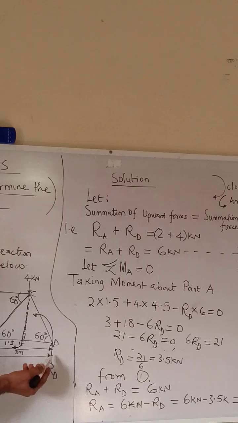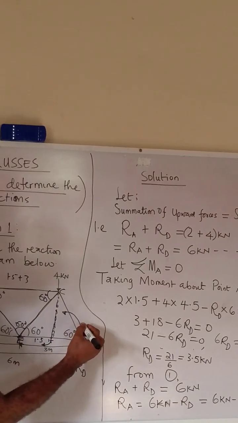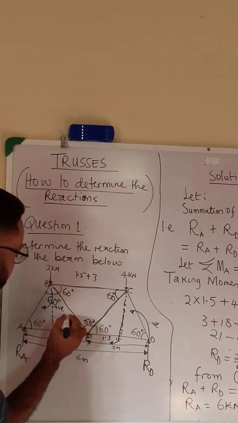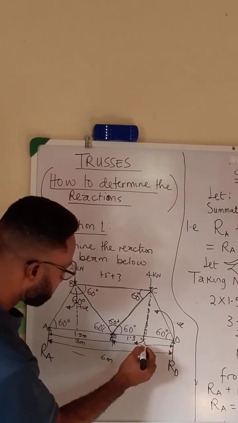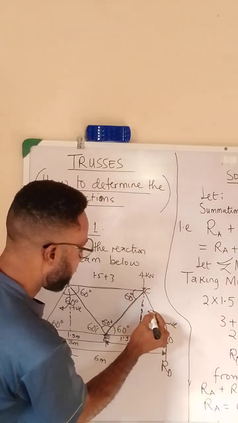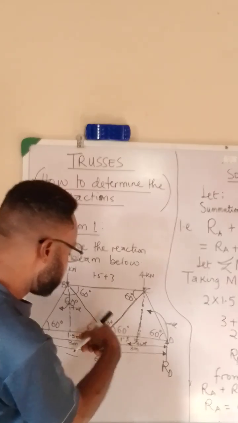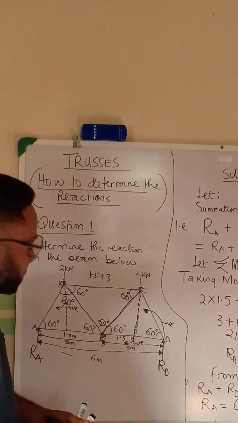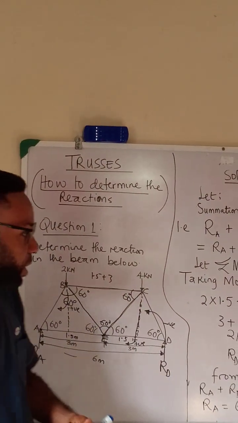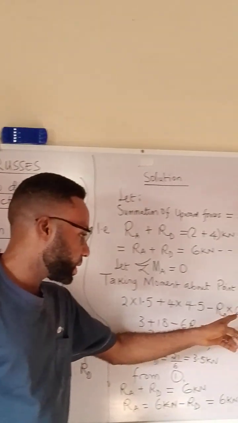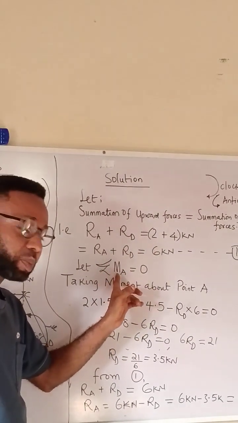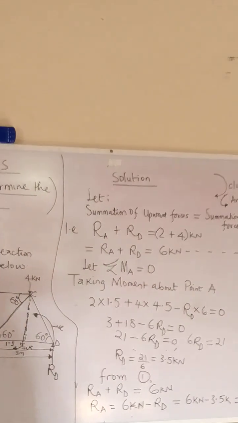Then the next one is RD. RD is going to be negative, because it is anti-clockwise; the others will be positive because they are clockwise. RD is negative because the arrow will have to move up this way to meet point A, and it covers the entire distance, which is 6 meters. So that's why we have minus RD times 6, and we equate it to 0, because we said that the summation of moment about point A is equal to 0.